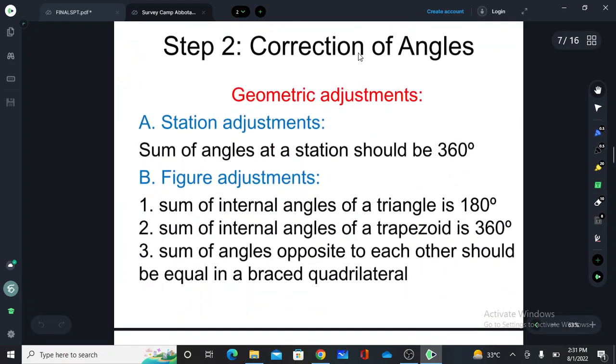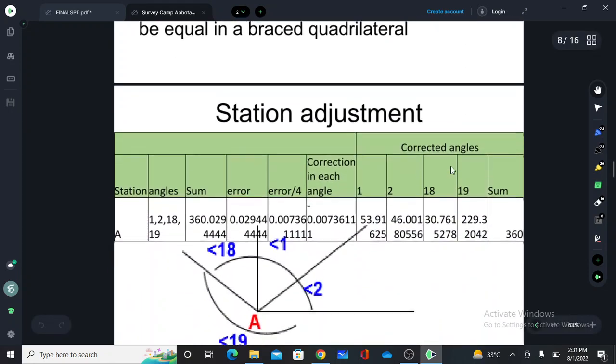So let's move to the first thing, that is the geometric adjustment. In geometric adjustment, that is for correction of angles, first thing is to apply station adjustments. And what is station adjustment? Sum of angles at a station should be 360 degrees. So we have to ensure that all the angles on a station should be 360 degrees. After that, we apply figure adjustment. So let's talk about station adjustment first.